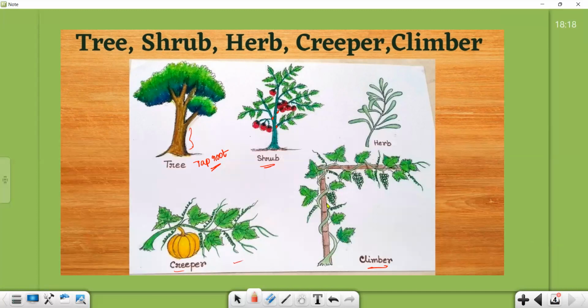Okay, so these two are the weak stem plants. Compared to the creeper, climbers are a little strong. Okay. Yeah. So in the next topic we are going to study about stem and leaf.